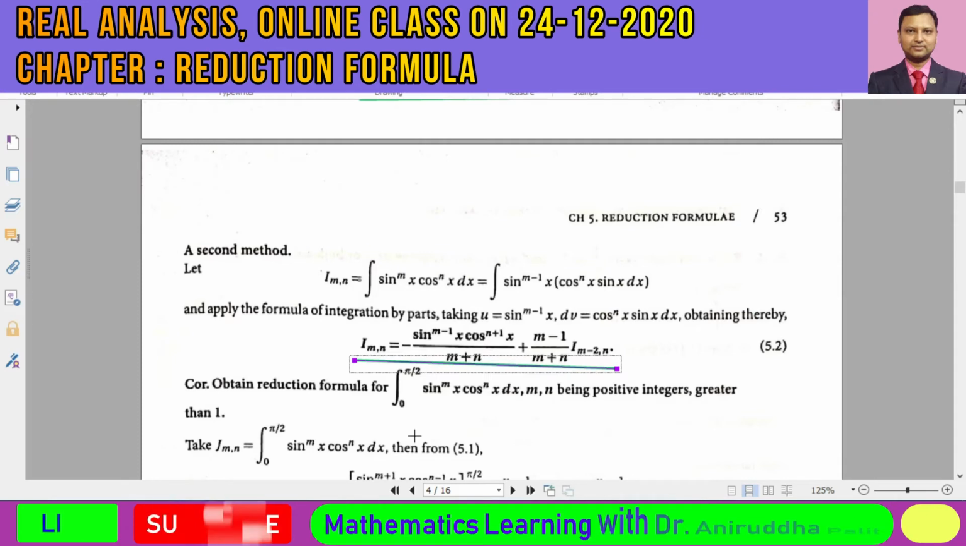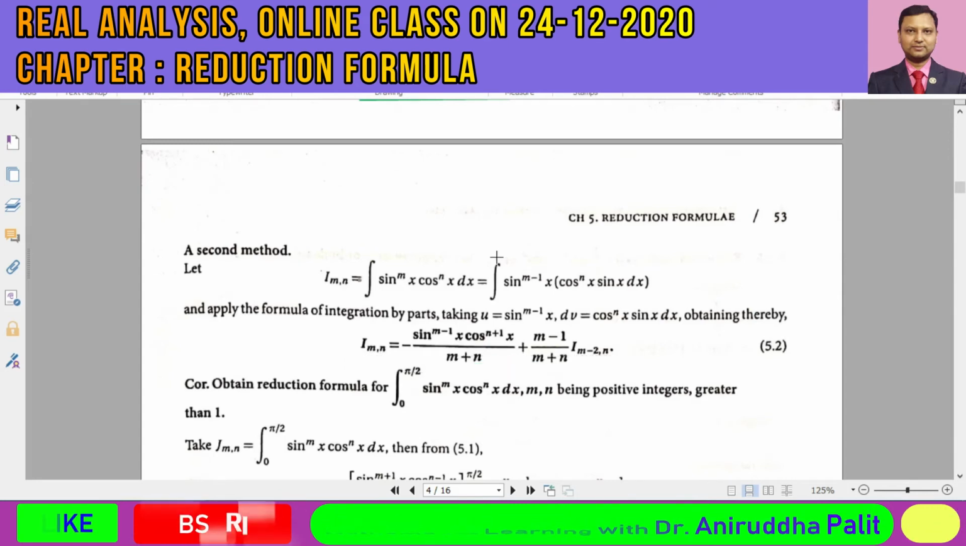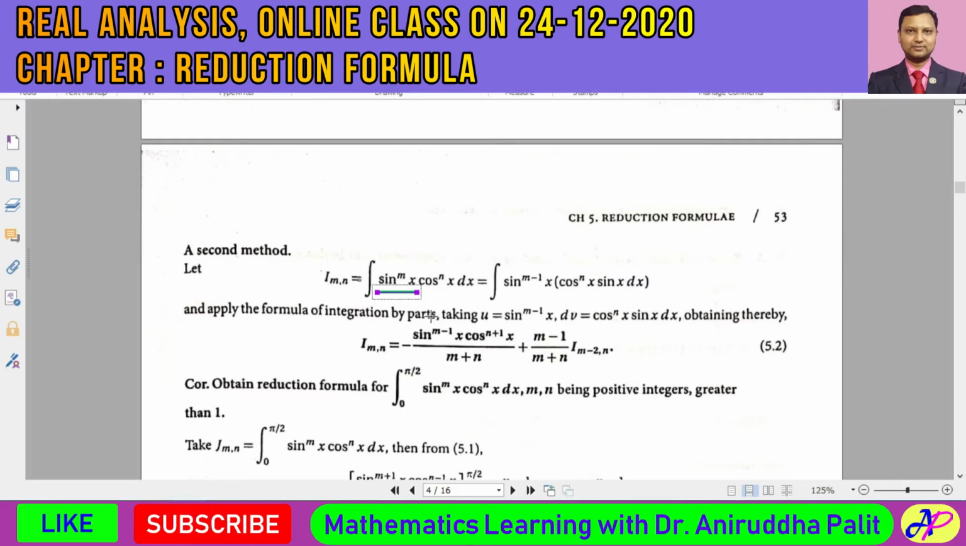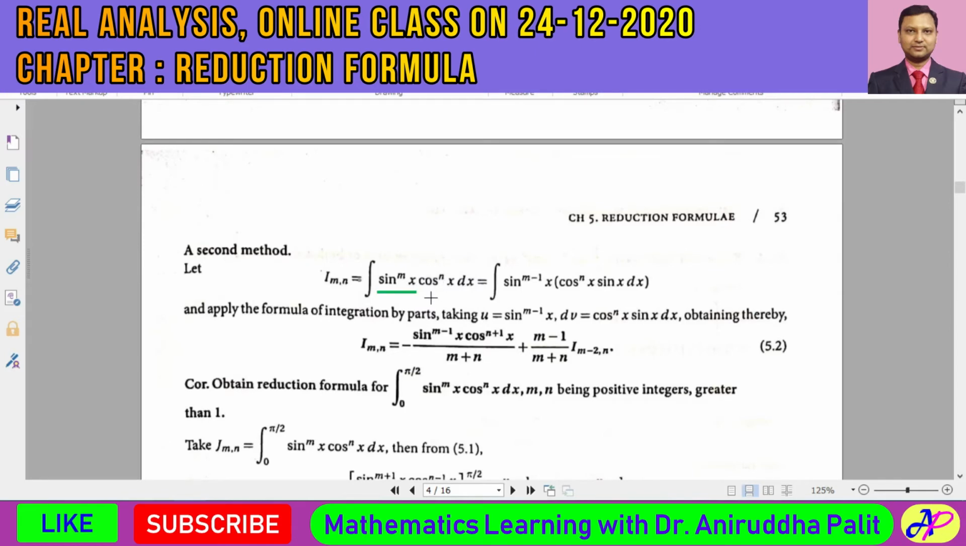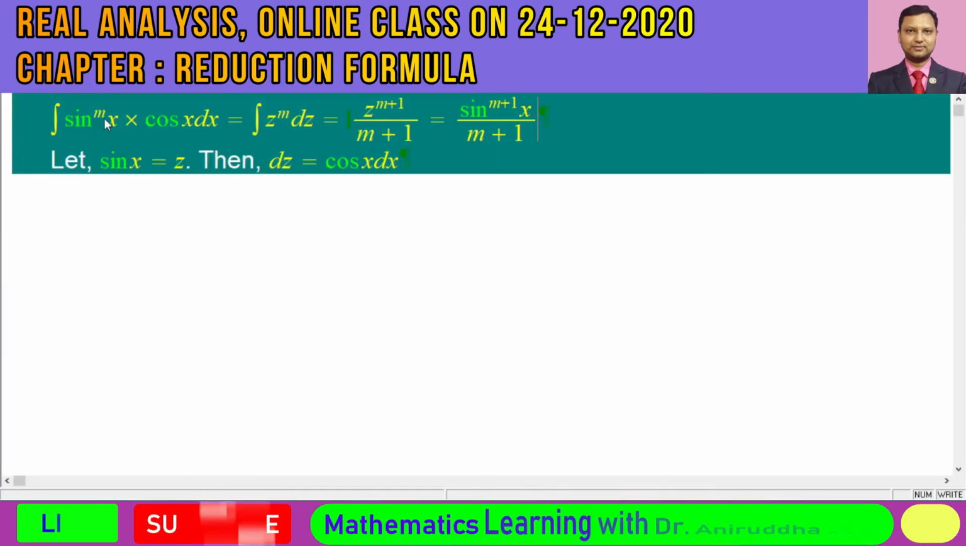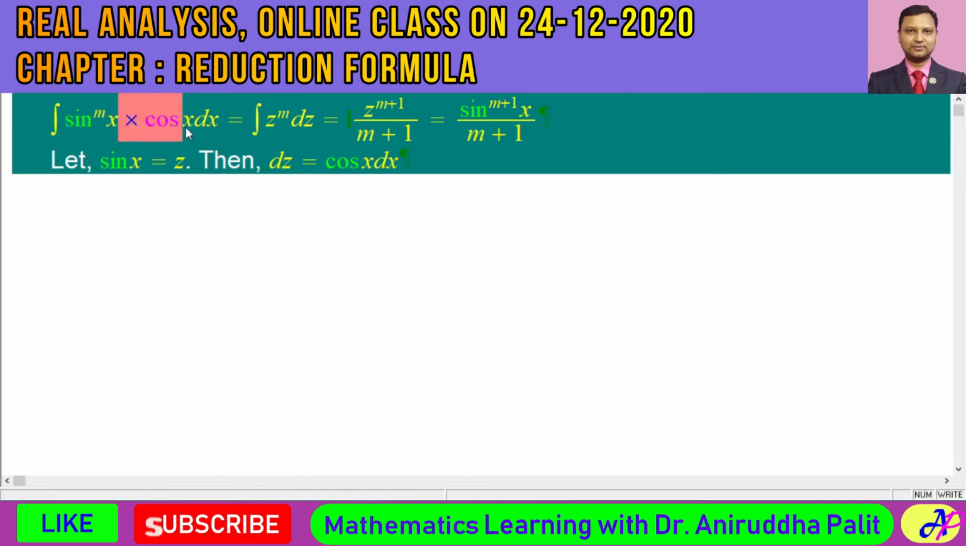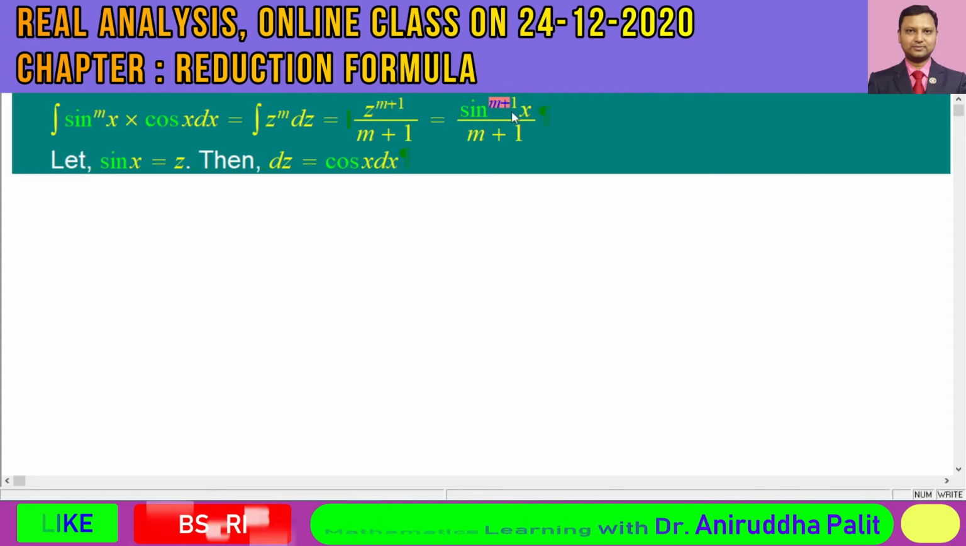In place of this formula, we want to compute this second formula. Then what to do? In the previous deduction, we actually integrated the sine function. We computed sine to the power of m along with the cos of x. Over here we had sine to the power of m along with the cos of x, and that's why we have a larger power, sine to the power of m plus 1, after integration.